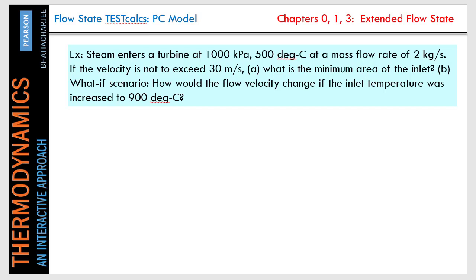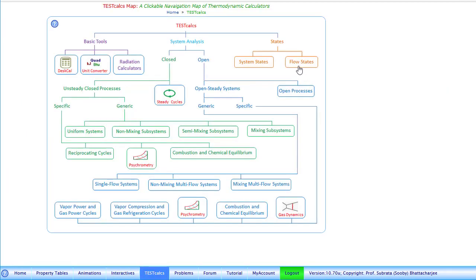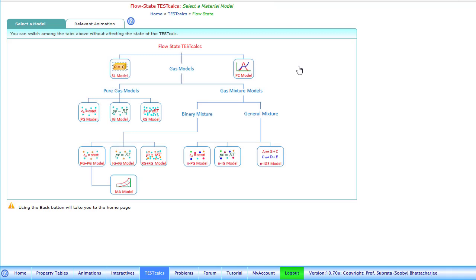So since we're evaluating the properties of a flow, as you can tell by it giving you a mass flow rate and the fact that it's a turbine problem, you'll want to go to TESTcalcs and go to flow states. It gives you the options of the SL model, various gas models, and the PC models. We're evaluating steam, and a common mistake is thinking that steam is a gas, which it is not, so we won't be using the gas model. And since steam has a possibility of a phase change, we would like to use the PC model.